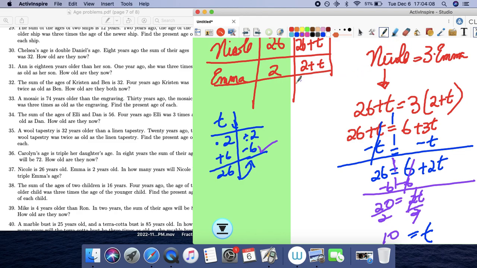So going back here, in 10 years they're going to have a relationship where Nicole's age is going to be 3 times whatever Emma's is. Nicole's 26 right now, so plus 10, in 10 years Nicole's going to be 36 years old. Emma is 2 right now, and if you add 10, that makes her 12. So in 10 years, look at their age relationship. One is 12, the other one is 36, so that's 3 times.